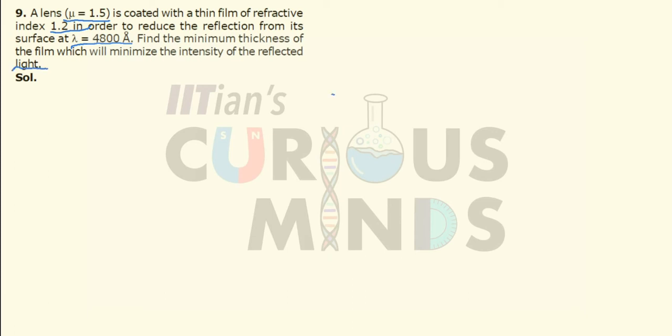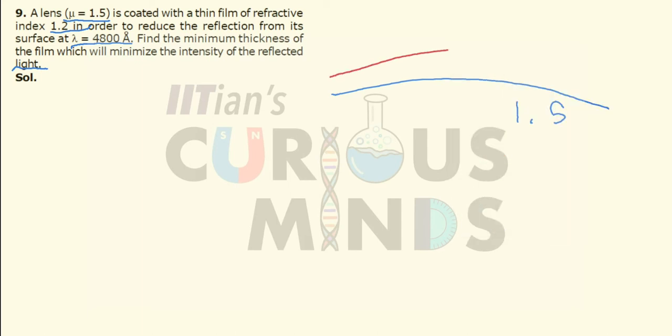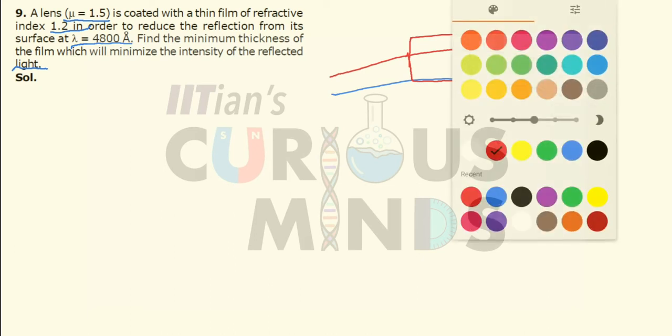Now when I consider a lens, and suppose its refractive index is given as 1.5, and suppose it is covered by a thin coating of refractive index 1.2. When I consider this small part, the thickness is very small, so instead of a curve it will almost seem to be a straight line.